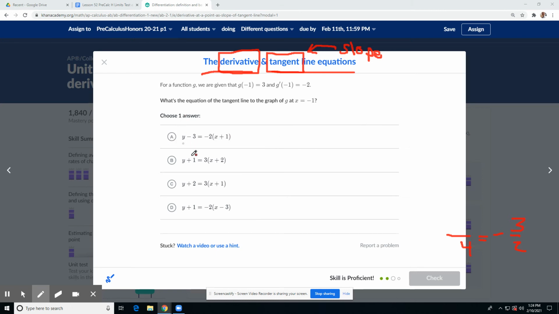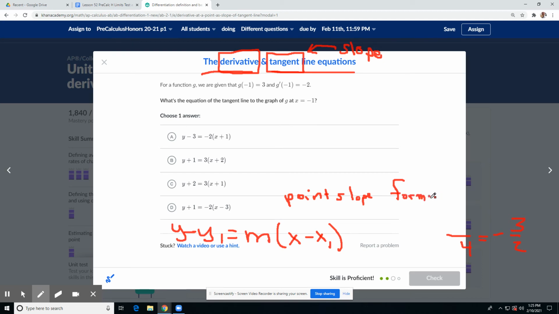Well, looking at our answers here, this is y minus y1 equals m times x minus x1. This is called the point slope formula. They're nice. I don't know if I would have first thought of this. Point slope formula means you need a point and you need a slope to find an equation, in this case, of a tangent line. And that's what's happening here.